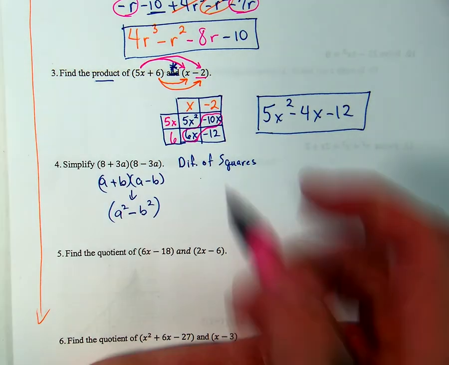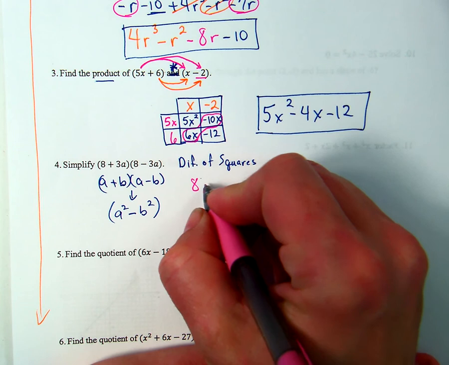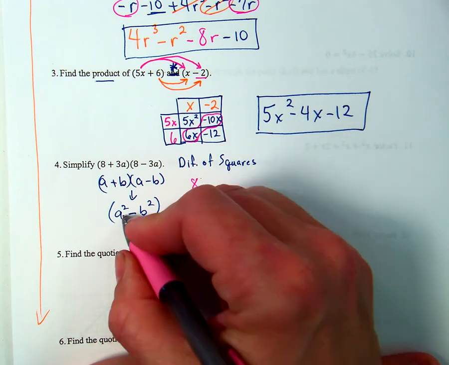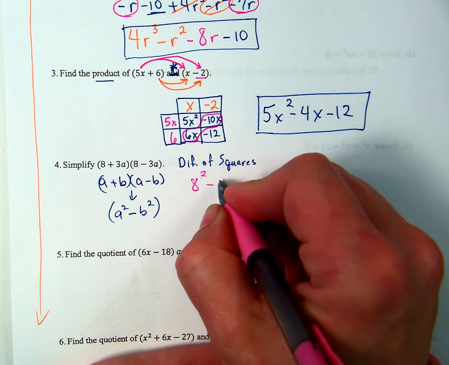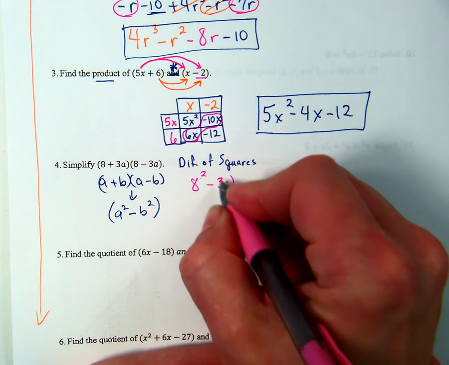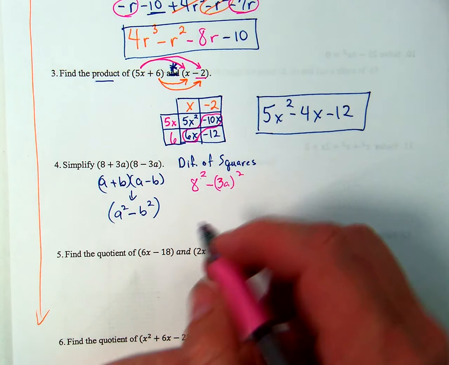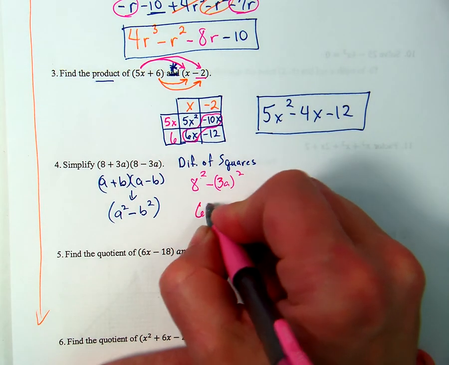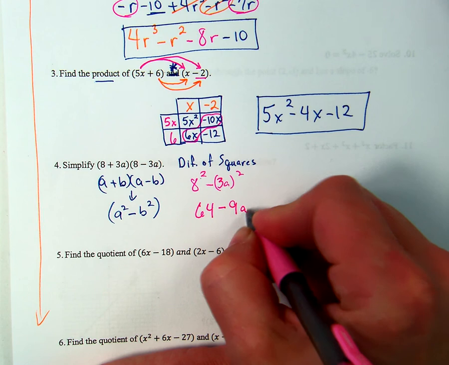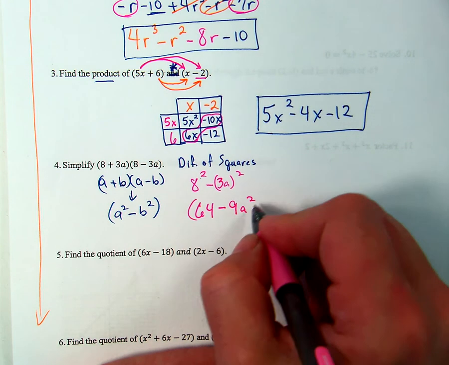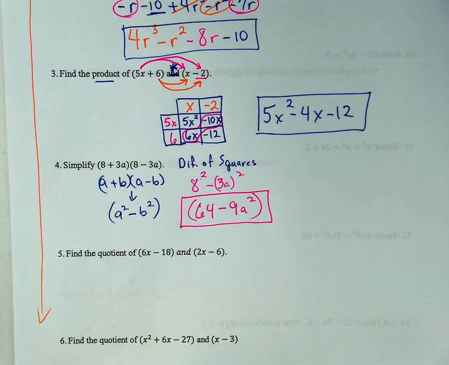So if that's the case, then I'm going to note here, my A is the 8. And I have 8, and I'm supposed to end up with this right here, 8 squared. My B is 3A, so I should end up with minus 3A squared. Okay? And if I go ahead and simplify those out, then this will be 64. And 3A squared is going to end up being 9A squared. And that is my final answer. That's a difference of squares.